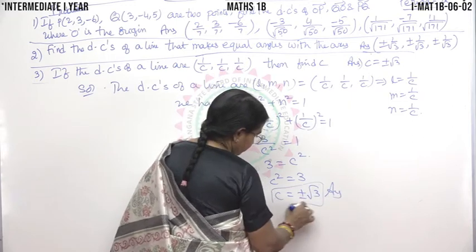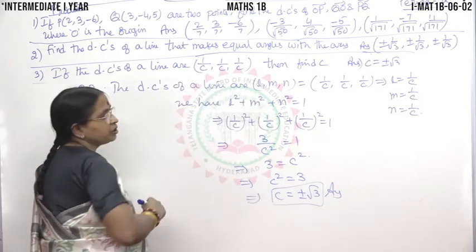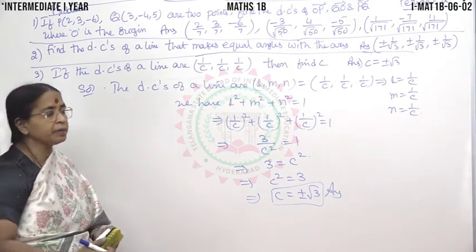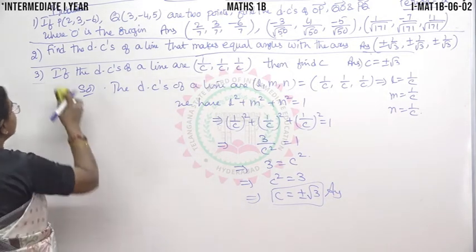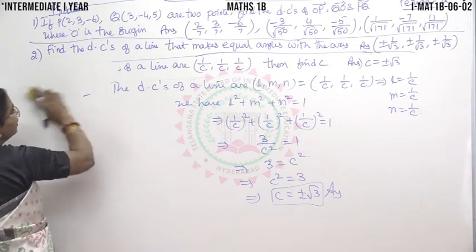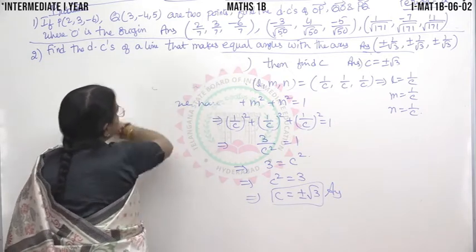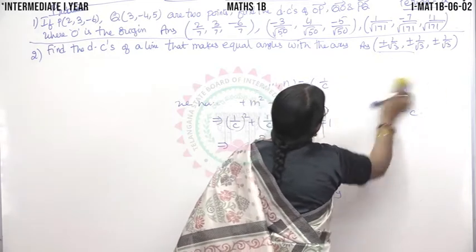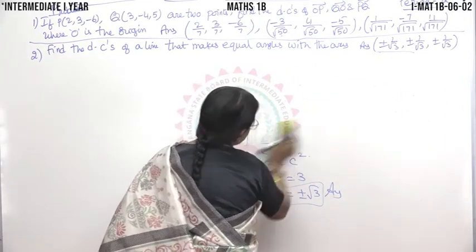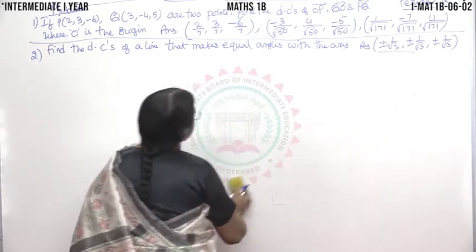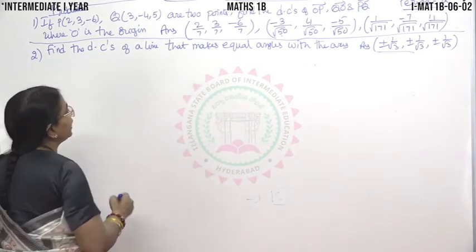So like this we do the problem. In these 2 problems, you are applying the property of L square plus M square plus N square is equal to 1. Even in the second problem, we use the same property. So what is given here? Find the DCs of a line that makes equal angles with the coordinate axes.